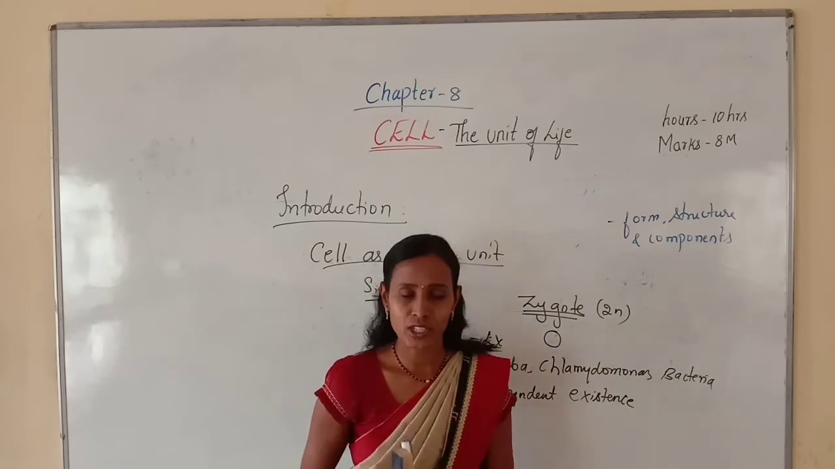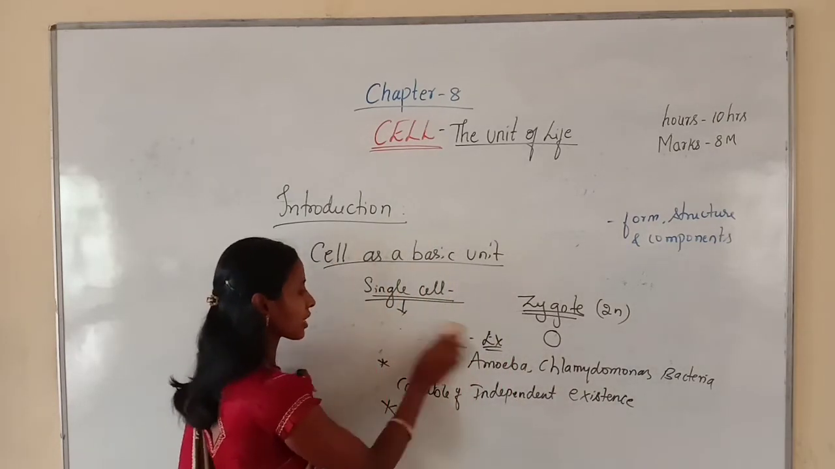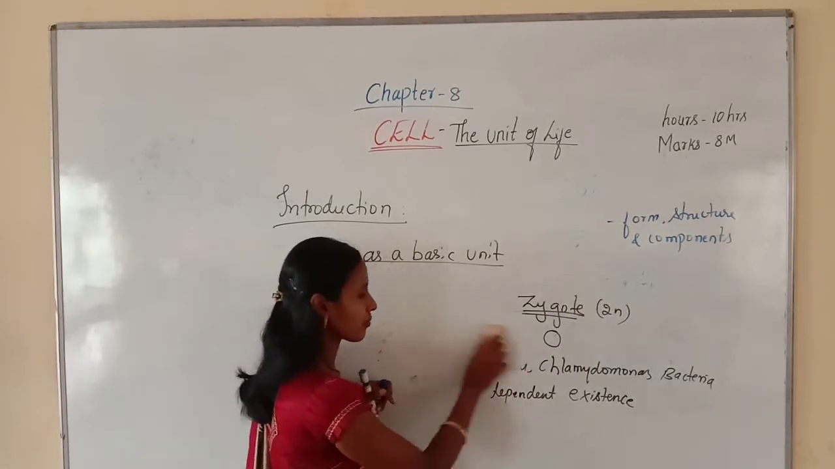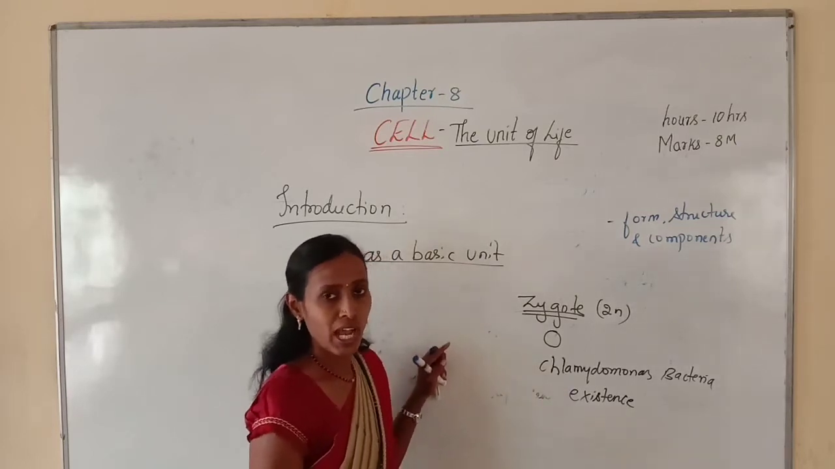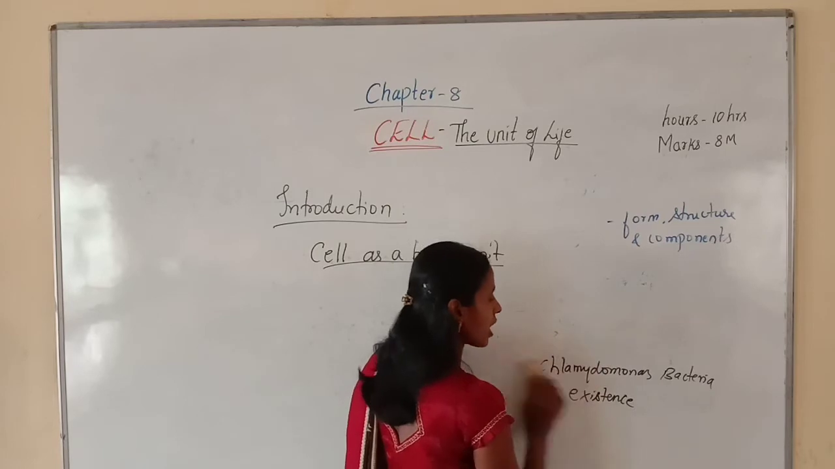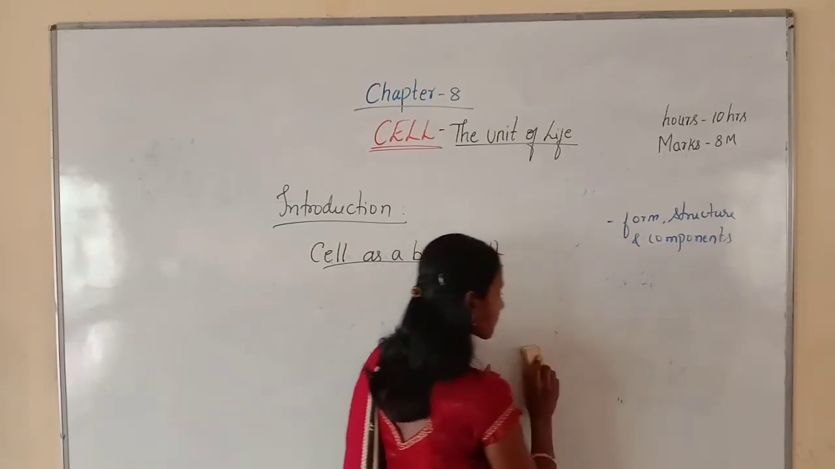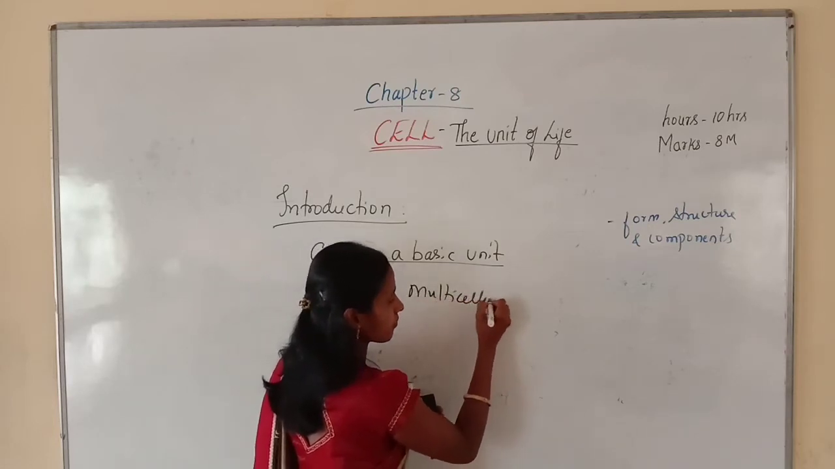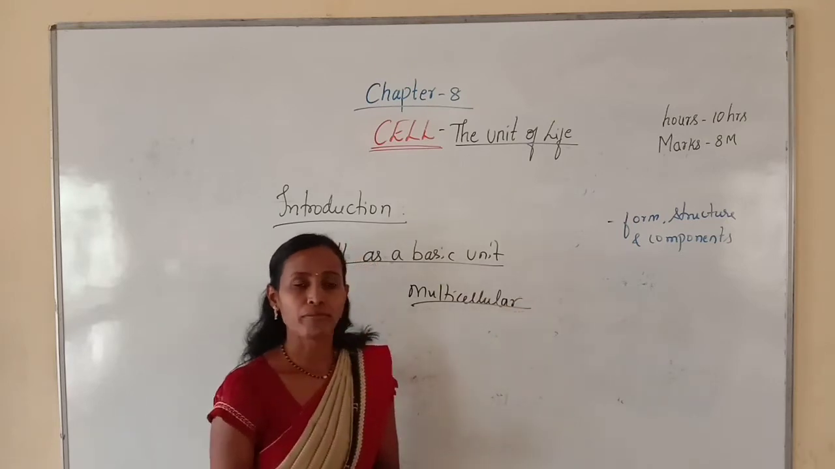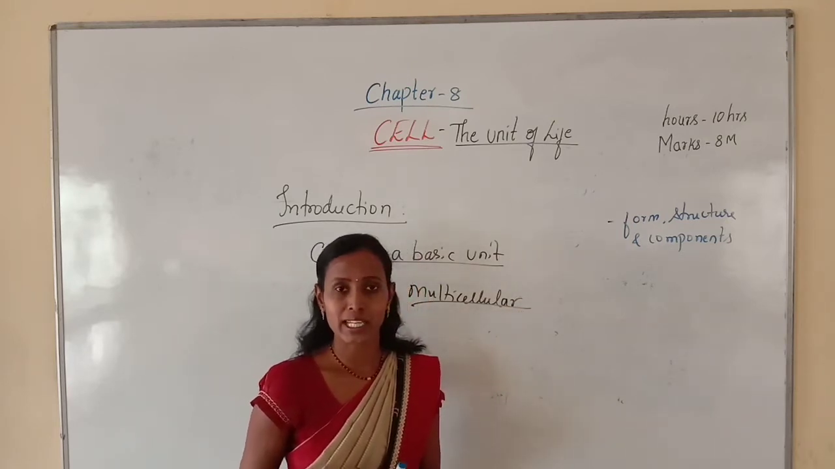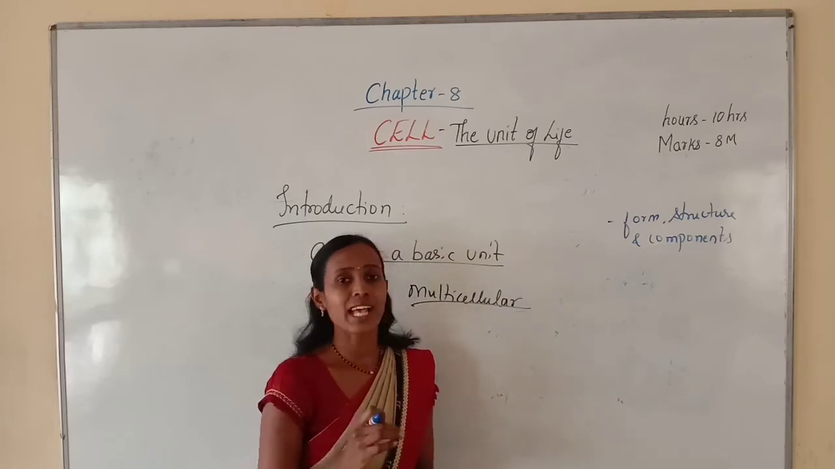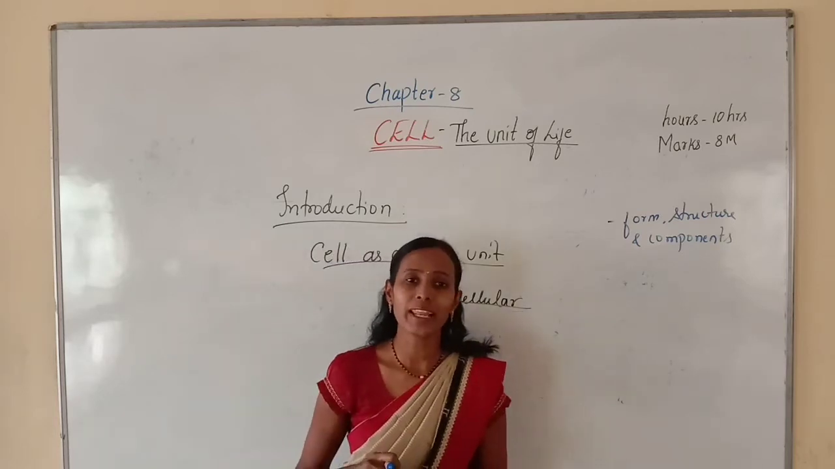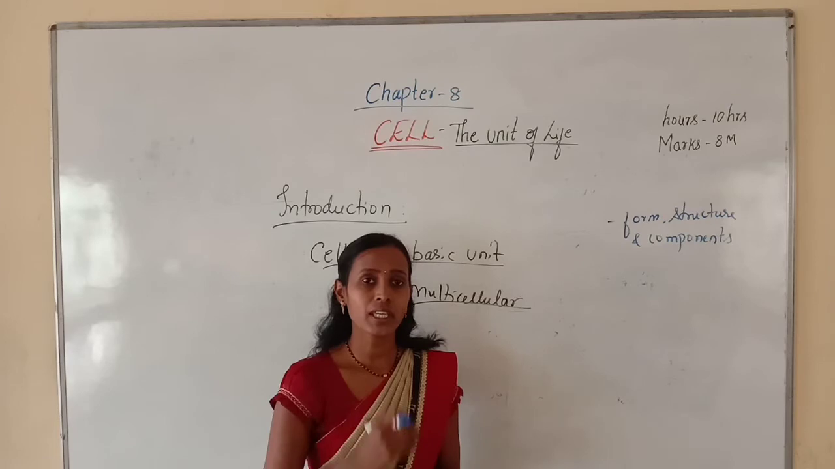Then when we come to multicellular organisms, they are made up of many cells. Examples are higher plants and higher animals. So here we are talking about multicellular organisms. In these higher plants and higher animals, the number of cells may range up to billions.